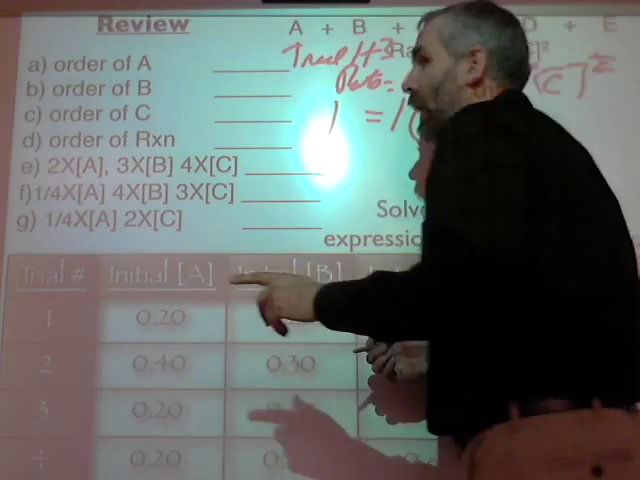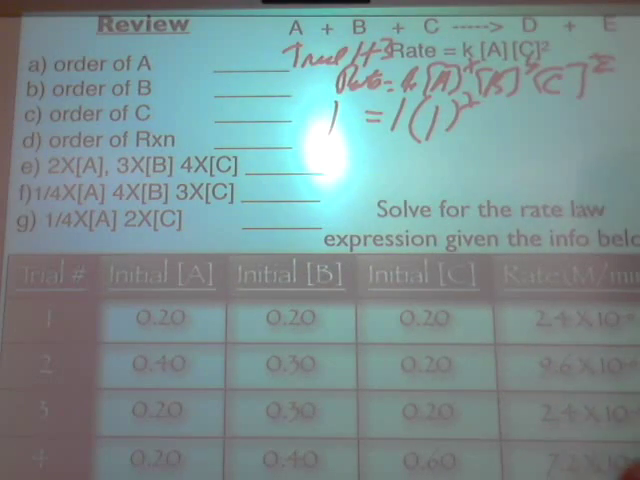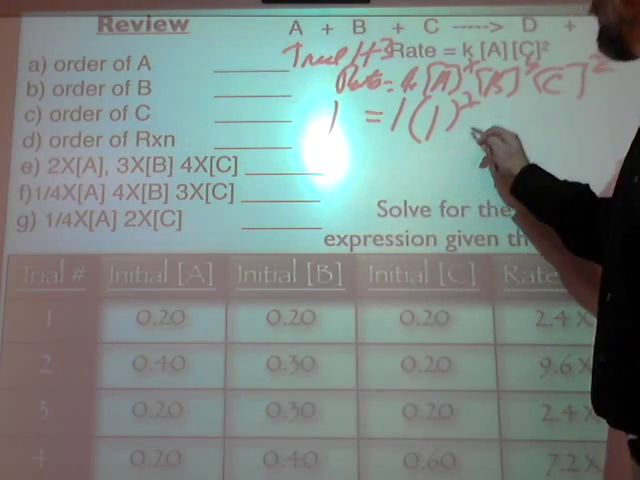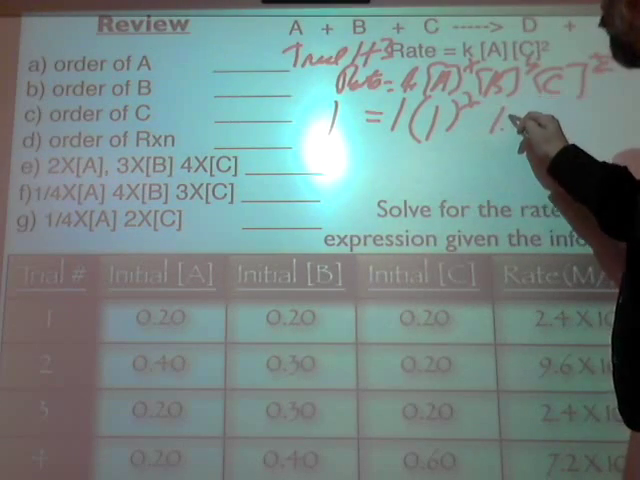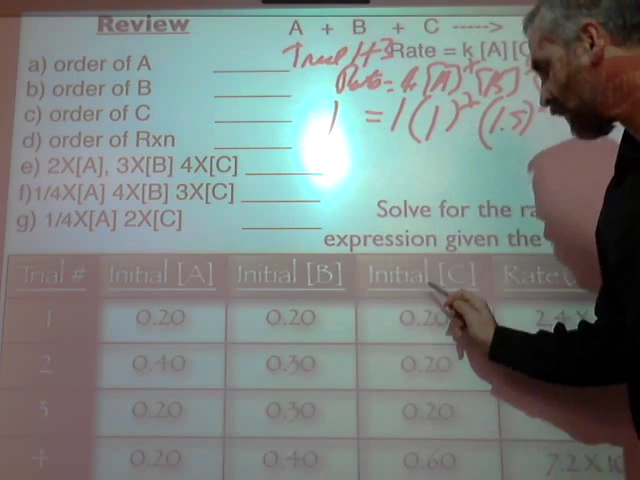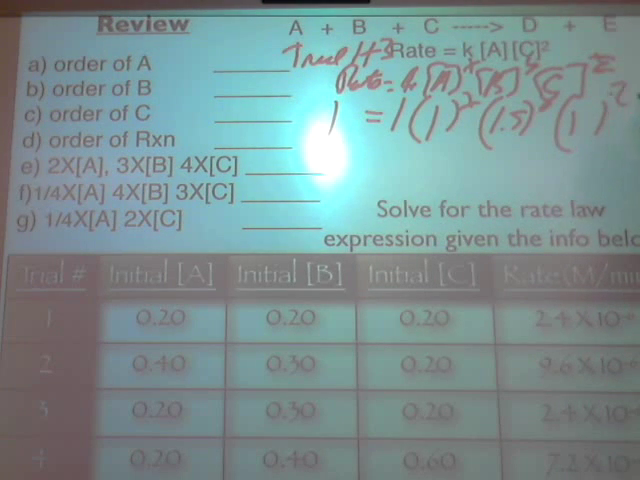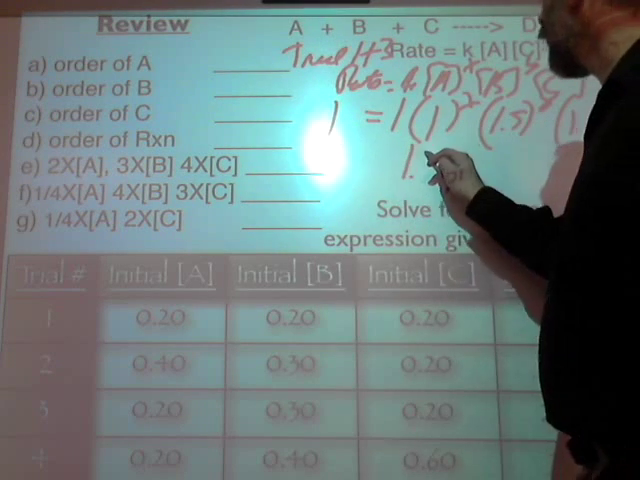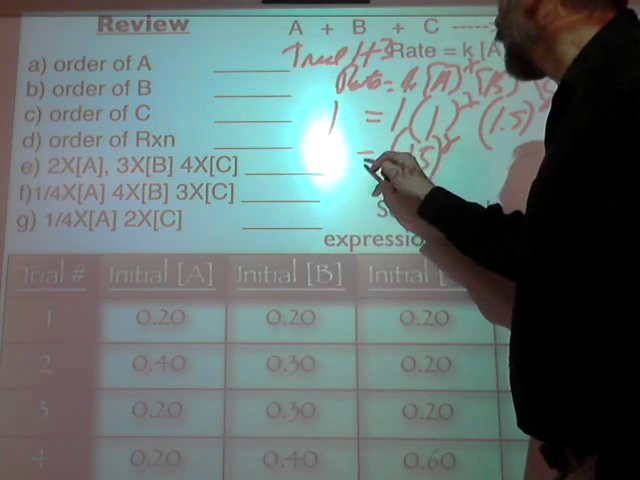1.5. You can't say 1/2, because if you multiply by a half, 1/2 times 0.2 is 0.1. It's 1.5, and that makes it 1.5 raised to the y power. And this one didn't change at all, also raised to the z power. So I've got all 1s except for this one. I got 1.5 to the y power equals 1.